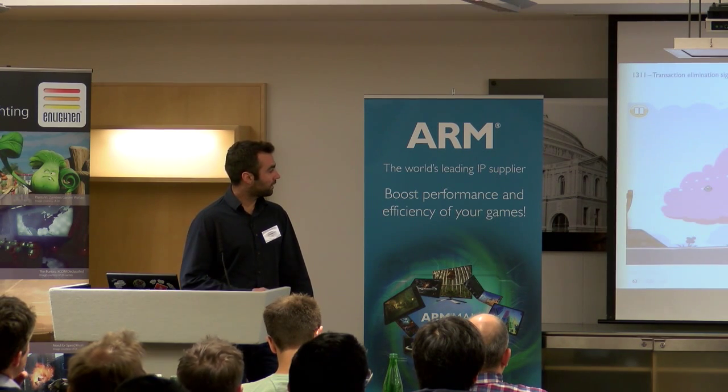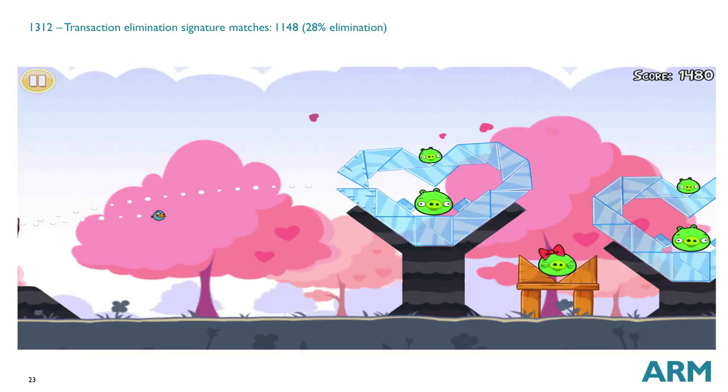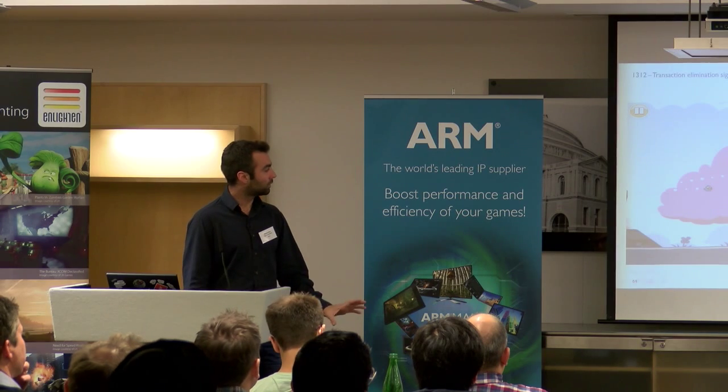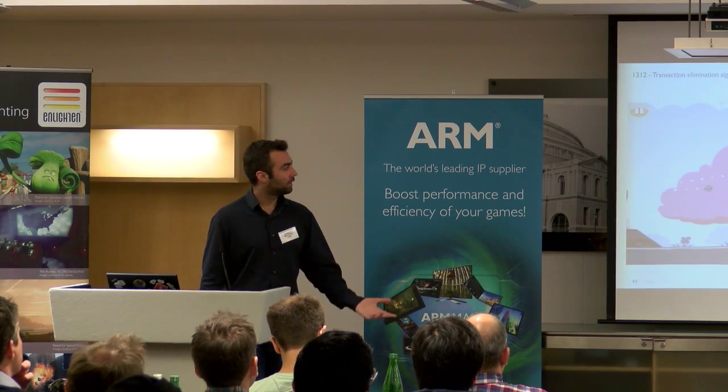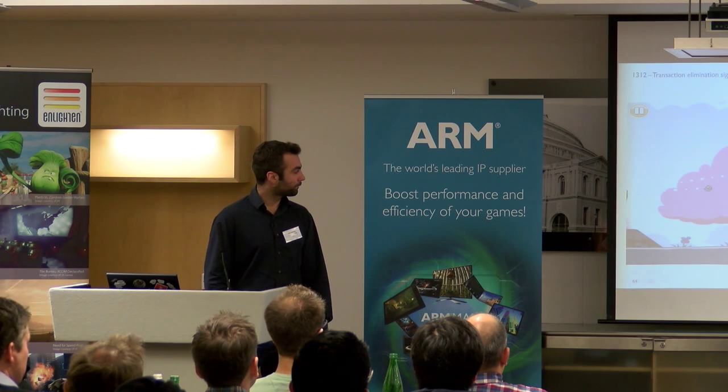Another example is Angry Birds. So you can see 2 consecutive frames over here, going back and forth. This slight move will obviously change the content in many tiles, but you can see that 28% of them are going to remain static, and we have good bandwidth elimination because of that.